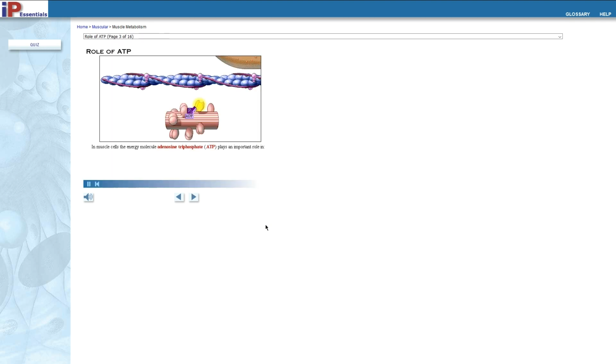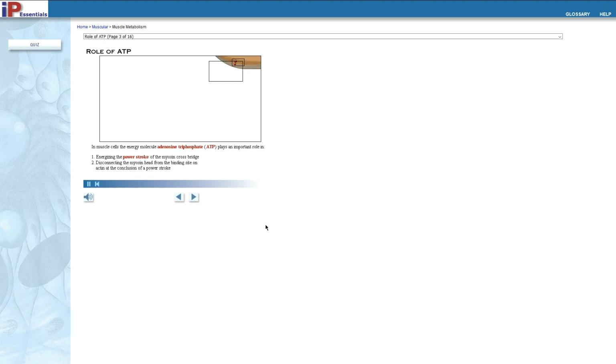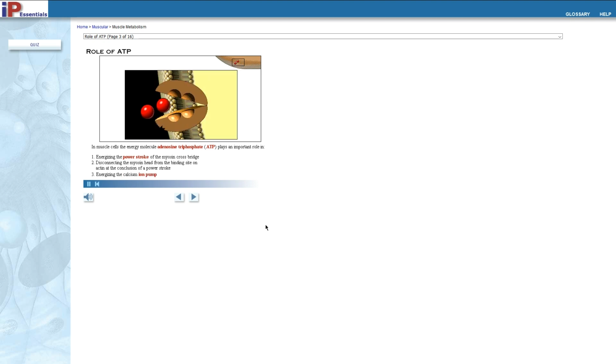In muscle cells, the energy molecule, adenosine triphosphate, ATP, plays an important role in: 1. Energizing the power stroke of the myosin cross-bridge. 2. Disconnecting the myosin head from the binding site on actin at the conclusion of a power stroke. And 3. Energizing the calcium ion pump, which actively transports calcium ions back into the sarcoplasmic reticulum.